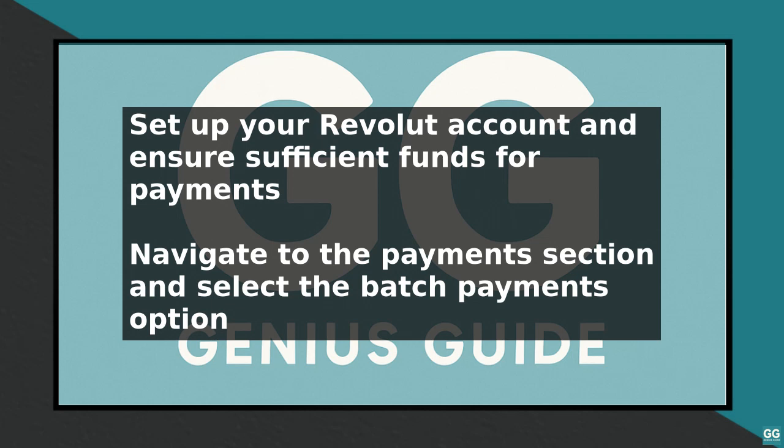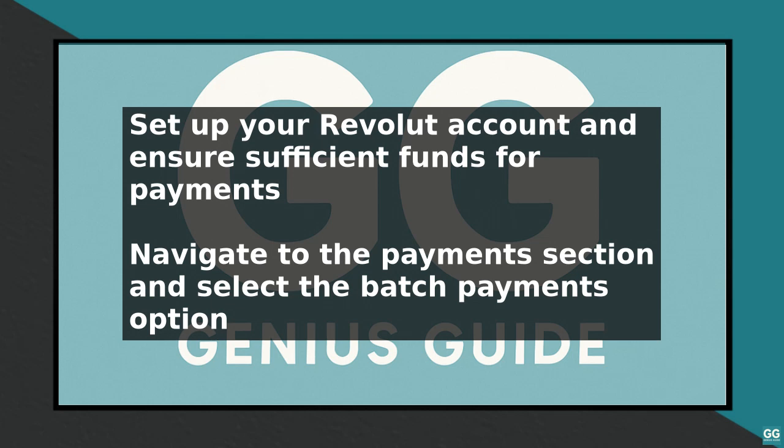When preparing your CSV file, make sure to follow the required format to avoid any errors. The file should include the recipient's details in a specific order, and it is crucial to double-check the information for accuracy. You can find the exact format requirements in the Revolut Help section or by contacting their customer support.